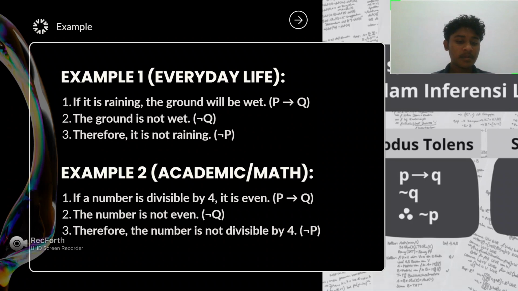Let's take one more example from mathematics. If a number is divisible by 4, then the number is even. The number is not even. Therefore, it is not divisible by 4. This is also modus tollens in action.